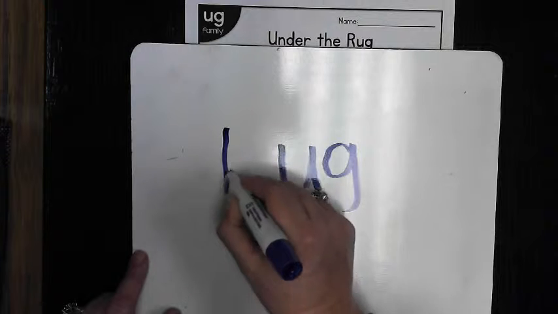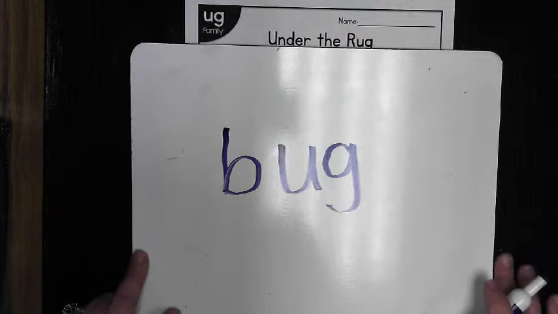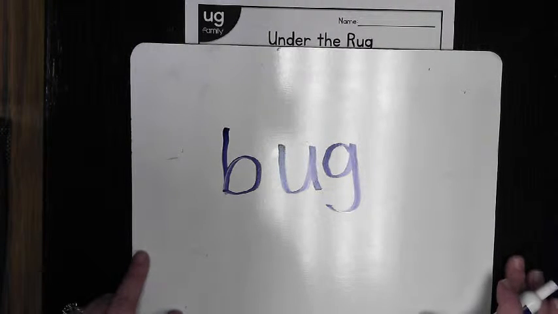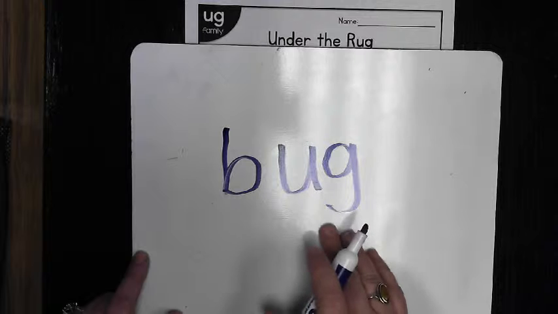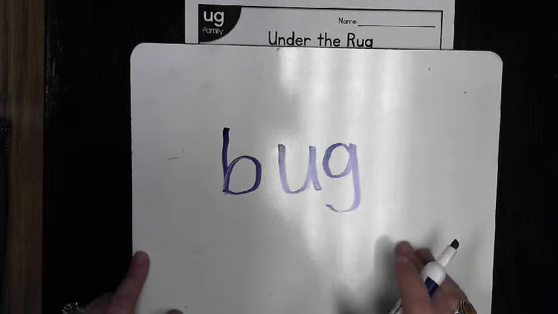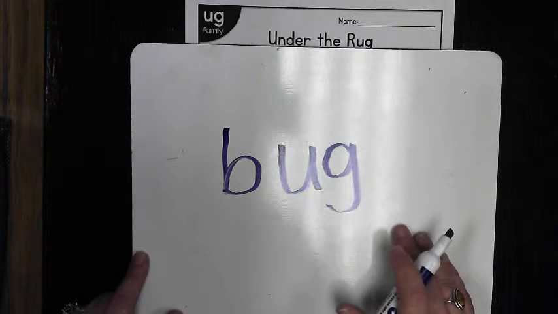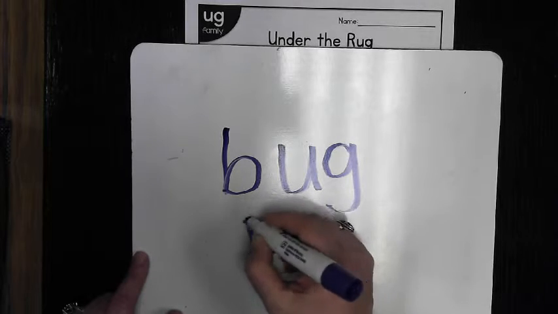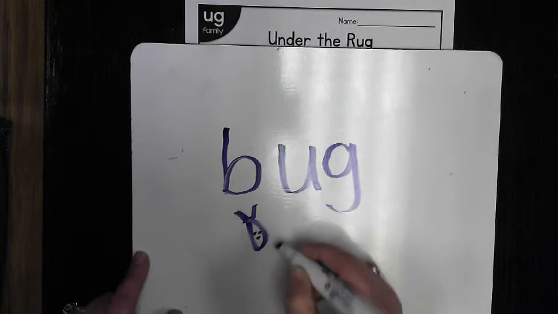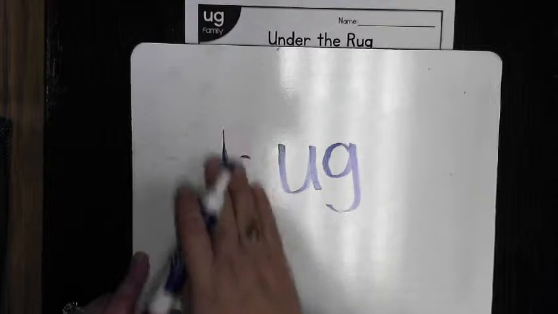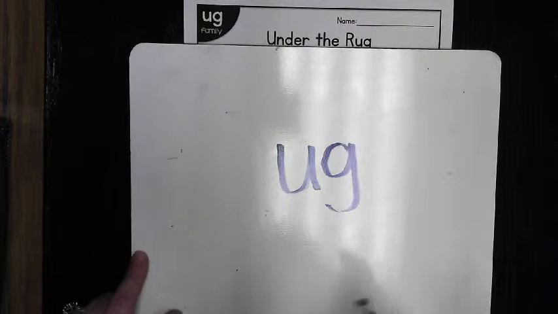So what if I put a B here? Think about how a B sounds. A B says B. So we've got B, UG, B-UG. That would be a bug. Okay. All right, let's go on to another one.